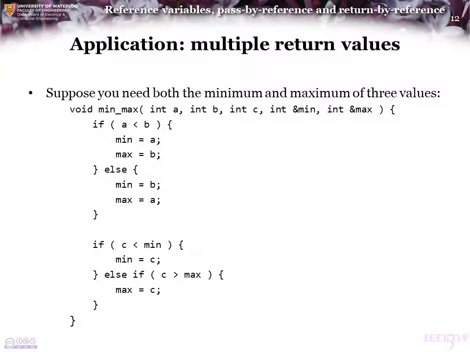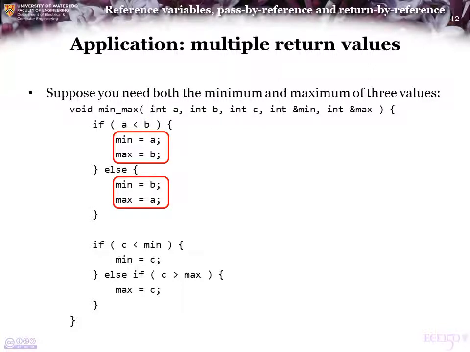Now, here's an application of pass by reference. Suppose we wanted to find both the maximum and the minimum of 3 values. We could just call max and min on 3 values separately, but that's actually excessive work. So instead, what we will do is we will pass the 3 values in as the first argument, and then we will pass by reference 2 values, min and max.